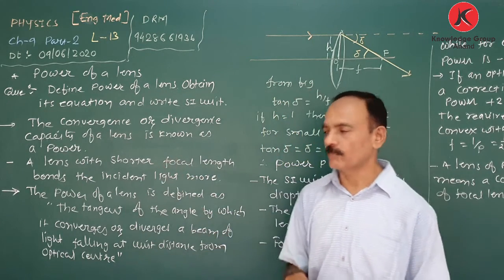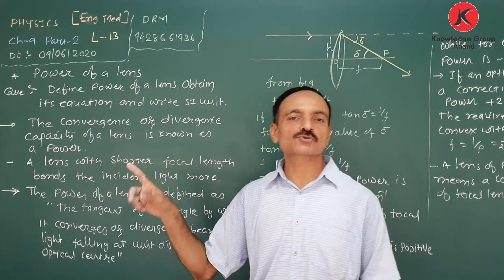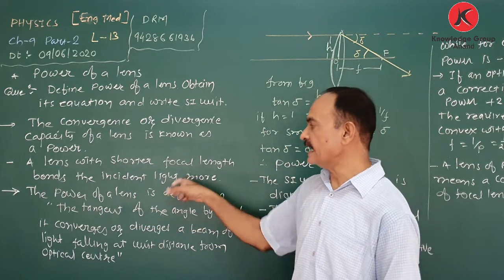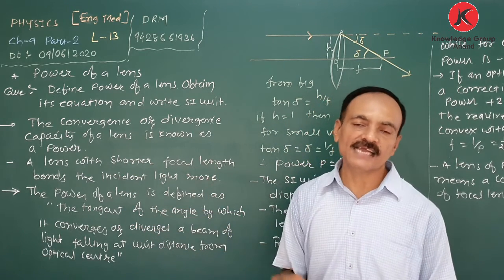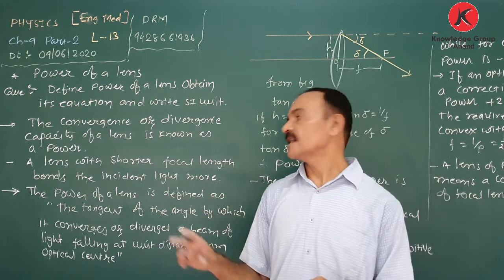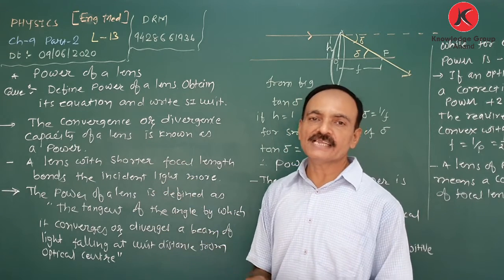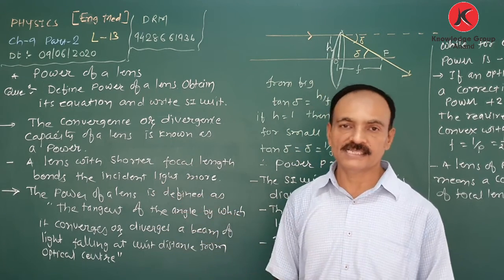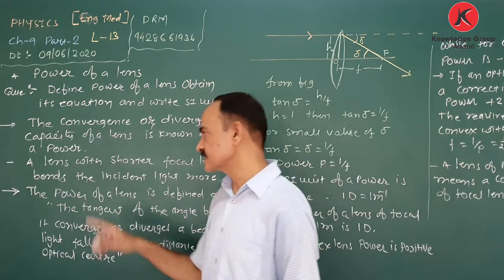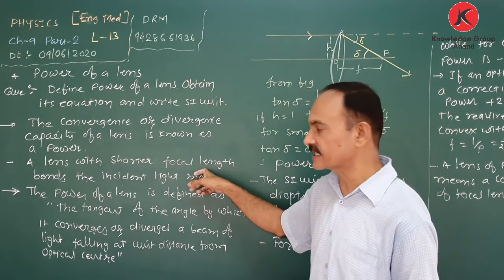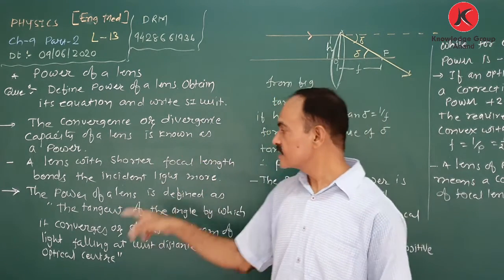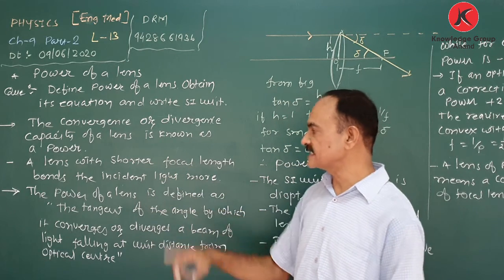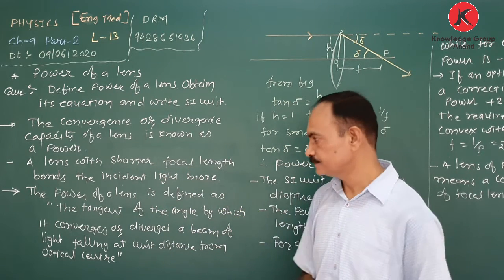A lens with the shorter focal length bends the incident light more. That means the bending of light incident on a lens also depends on the focal length of the lens. So that is also important for the objective question. A lens with the shorter focal length bends the incident light more.